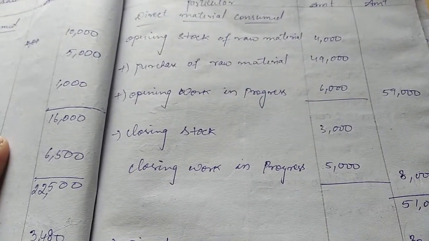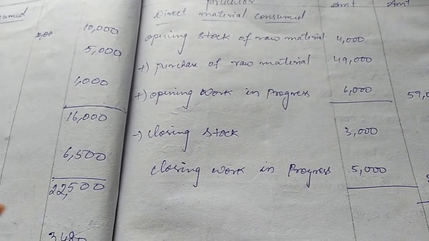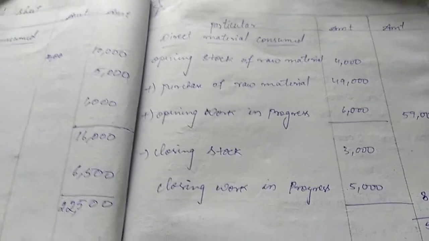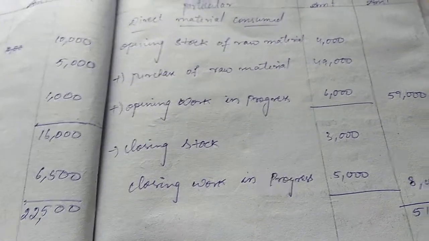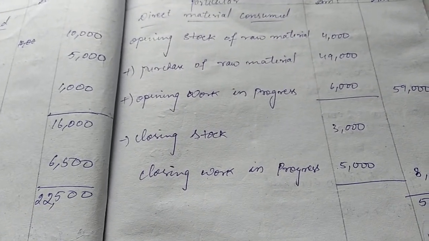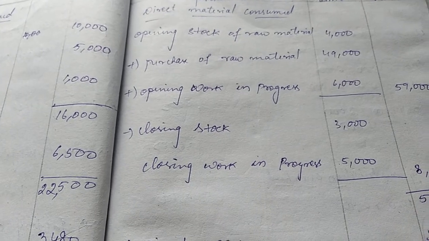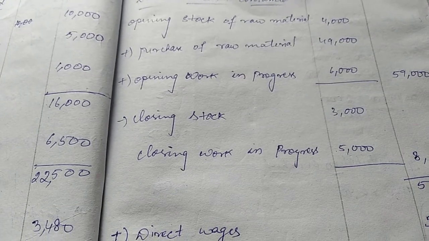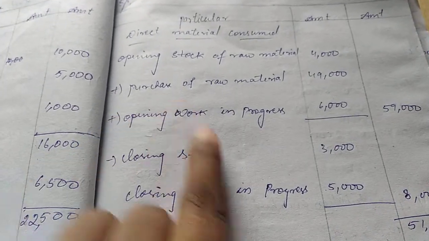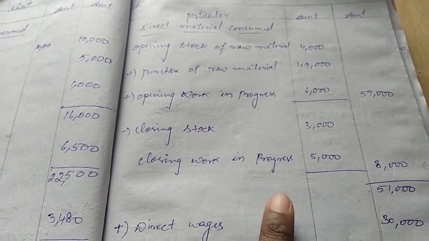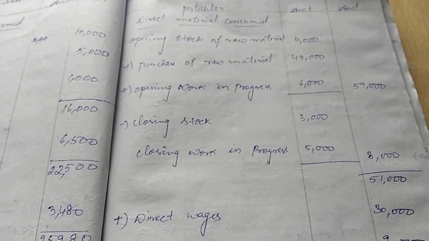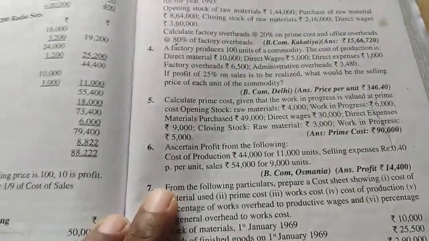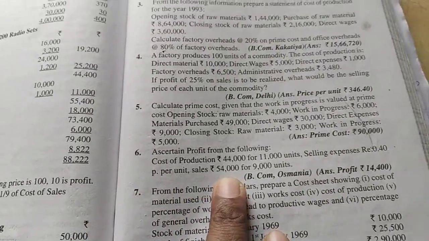But here there is one small thing he has given, that is the work in progress. Actually, work in progress we have to take under factory overhead. But in this question he has said that even opening work in progress and closing work in progress will be considered under prime cost itself. So that's why we have taken them. Okay, next, continuing with the sixth problem, listen carefully. It is a very important point, even for the long questions also.